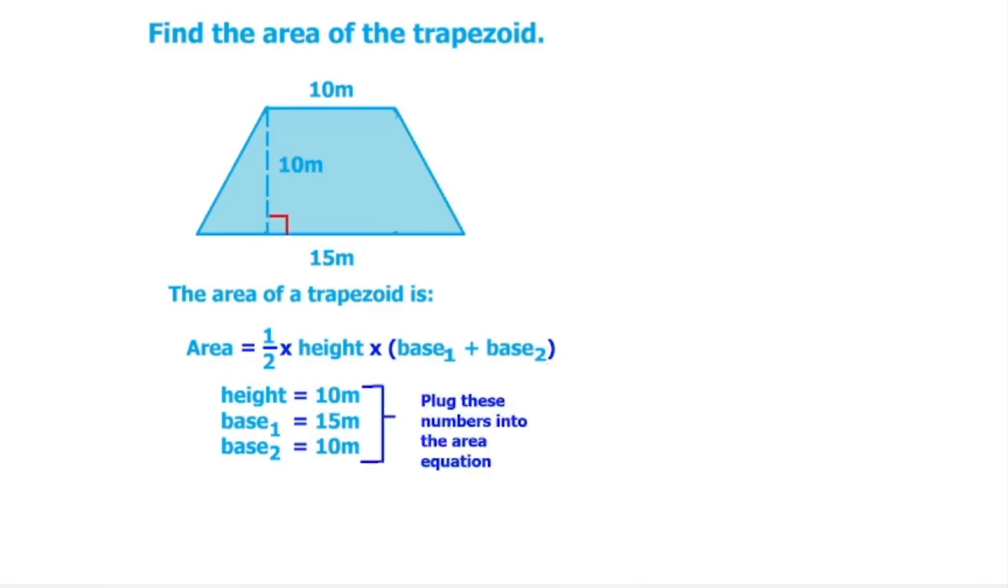And once you do that, it looks like this. Area equals 1/2 times 10, which is the height, times bracket 15 plus 10. Okay? You do this operation first. So when you calculate it all out, the area equals 125 meters squared.